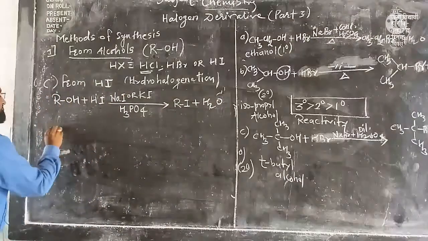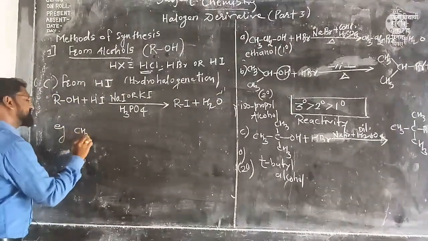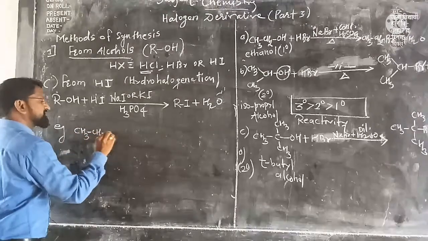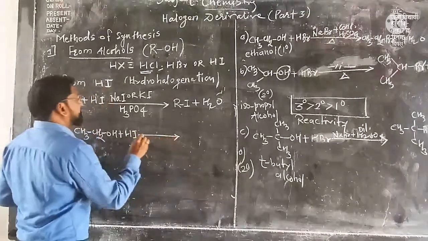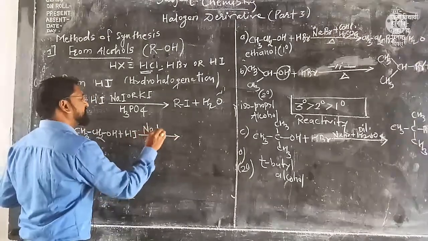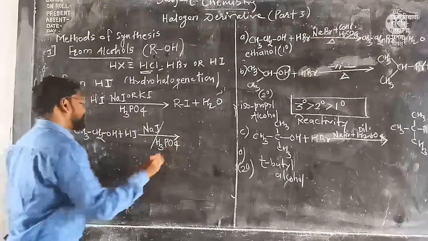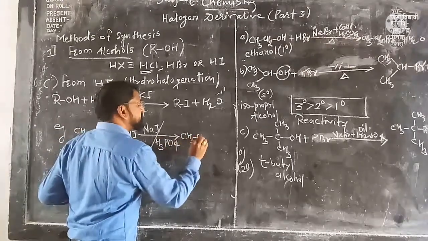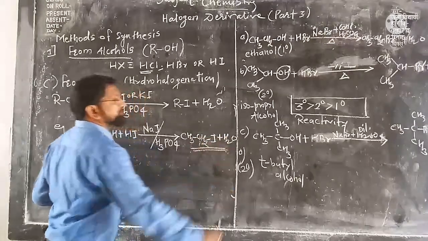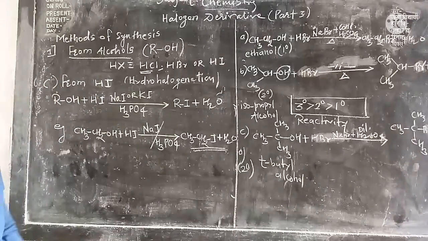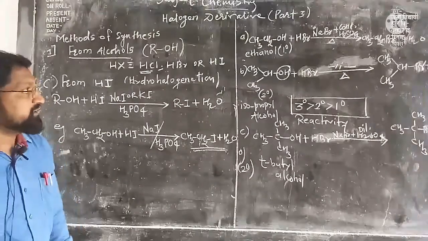For example, the same question you can write as previously. CH3CH2OH plus HI, and the condition is, suppose, sodium iodide followed by phosphoric acid. You will get the corresponding CH3CH2I plus H2O. So this is the preparation of alkyl iodide from the hydrohalogenation reaction. Now let us move towards the next category.